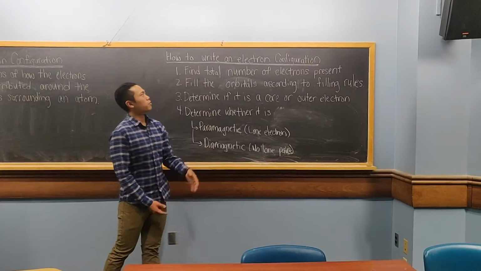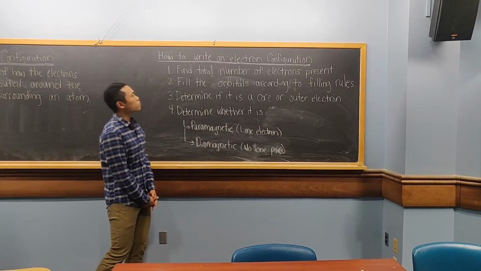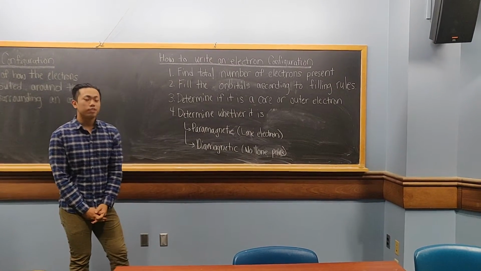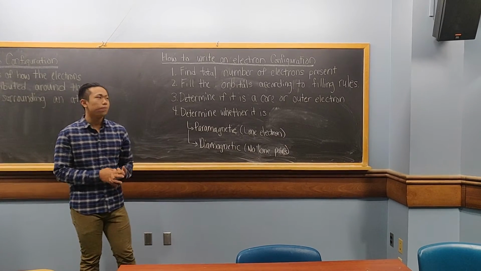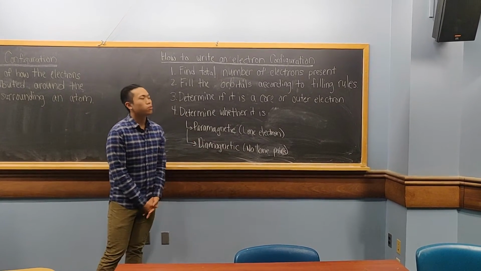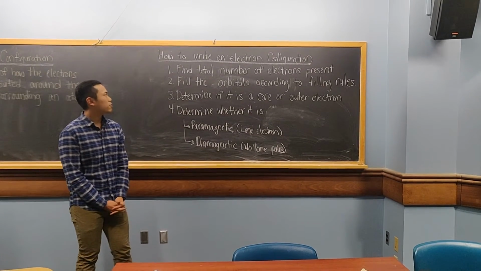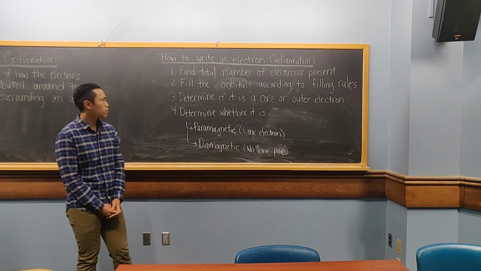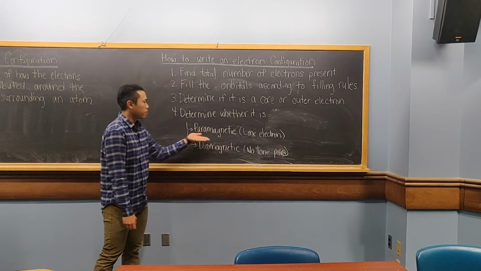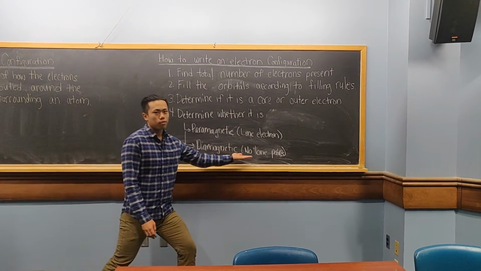A couple steps to go through in order to write an electron configuration. The first step is to find the total number of electrons present, which can be determined by its electron number and the charge. 2 is to fill the orbitals according to the filling rules, which we will explain in a minute. And 3 is to determine if it is a core or outer electron. And 4, determine whether it is either paramagnetic, which has a lone electron, or diamagnetic, which has no lone electron.